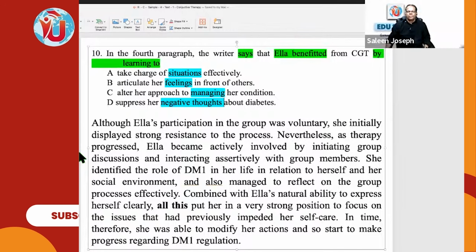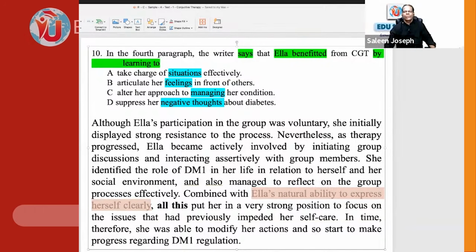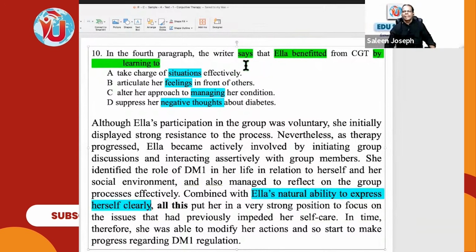So, any idea? B says articulate her feelings in front of others. Here it says Ella's combined with Ella's natural ability to express herself clearly. Natural ability means even before she joined CGT, she had this quality, the ability to express. Now they are asking, after joining CGT, what did she benefit from learning? Combined with her natural ability, something else she learned. What was that? Option D cannot be because it's the natural ability.